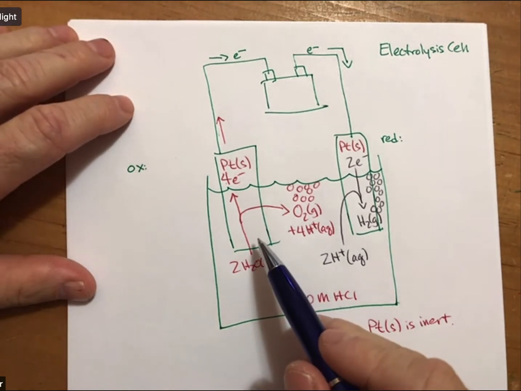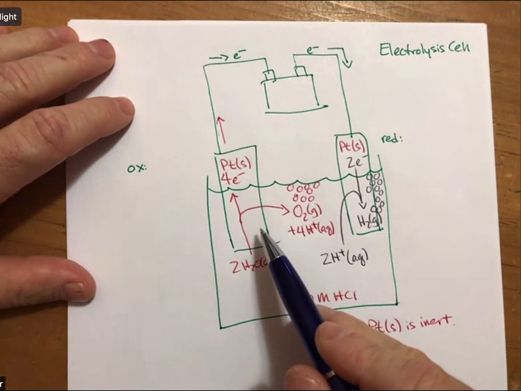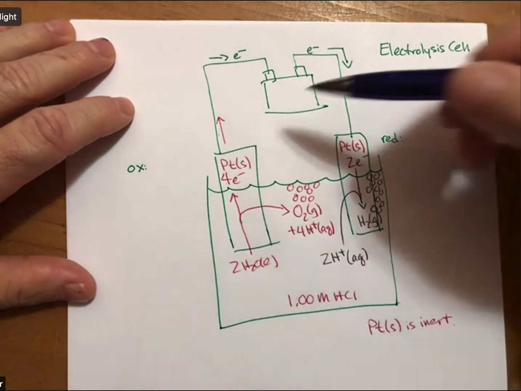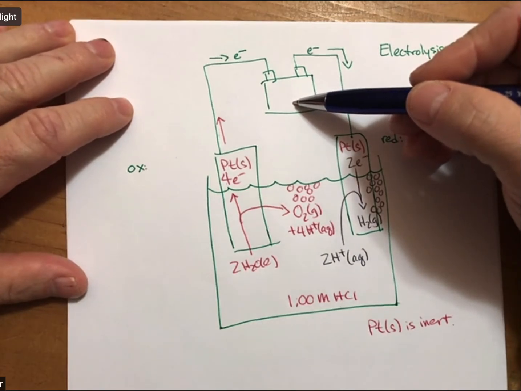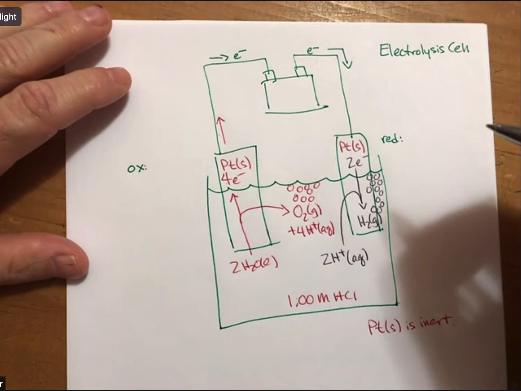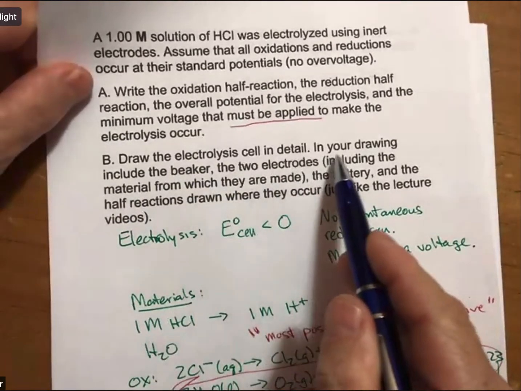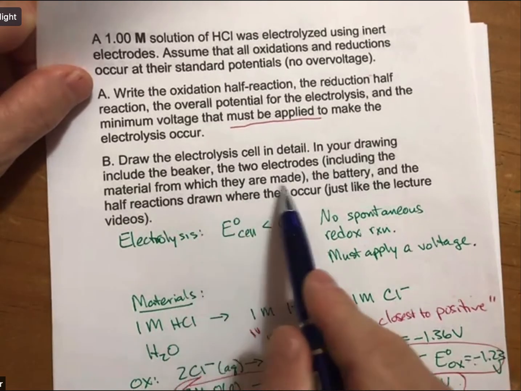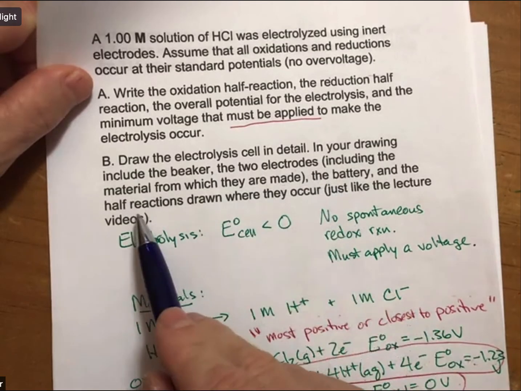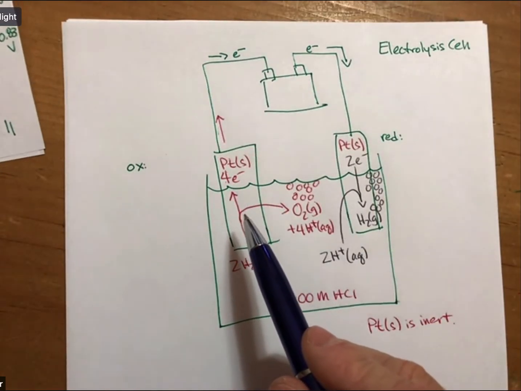Now, these can occur in the same beaker because there's nothing spontaneous here. The battery or the power source is what's making this happen. And let's see. We drew the electrolysis cell. We drew the beaker, the two electrodes, including the material from which they're made, the battery, and the half reactions drawn where they occur. That's what these arrows mean, and they are occurring at the electrodes.